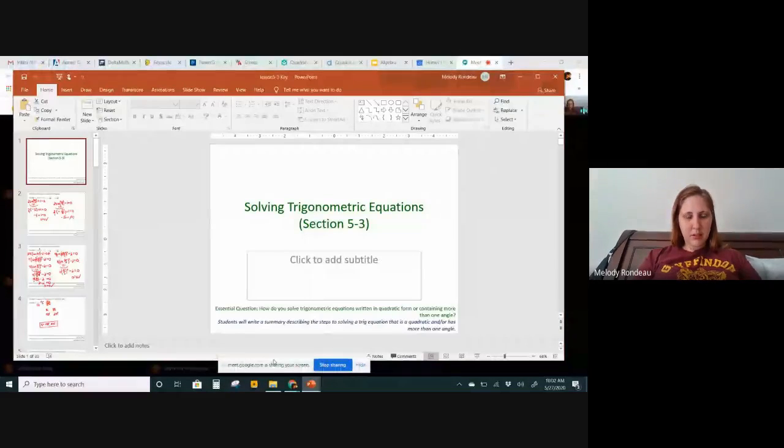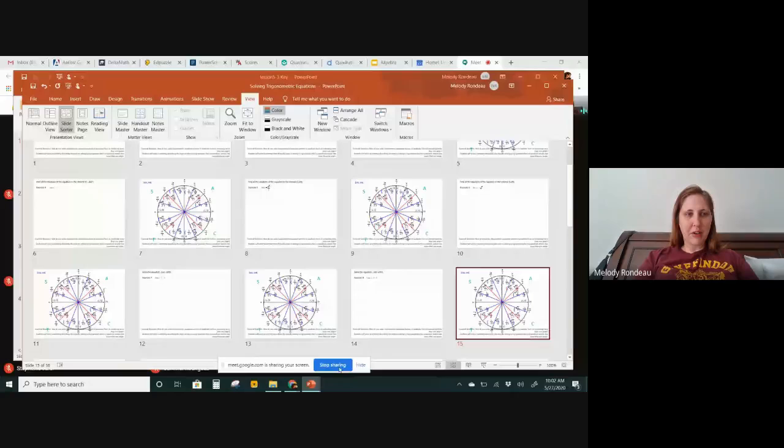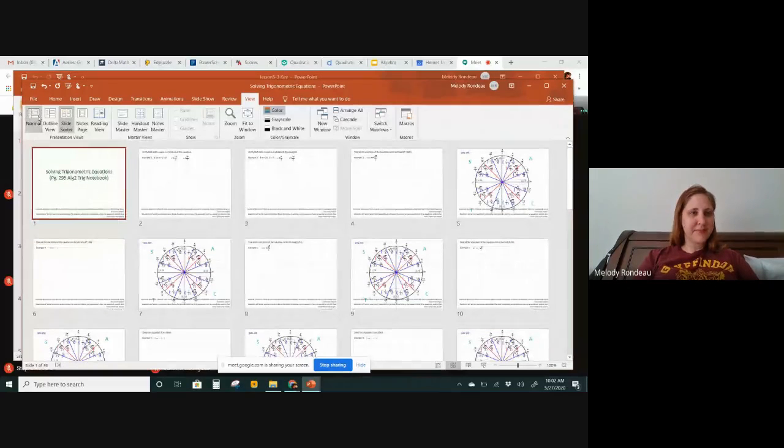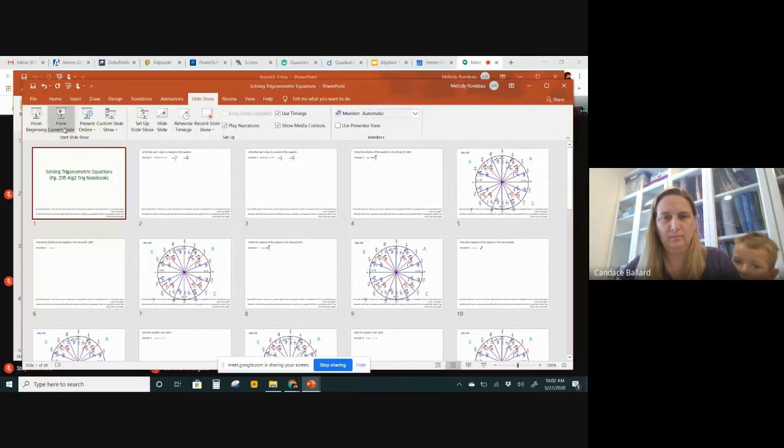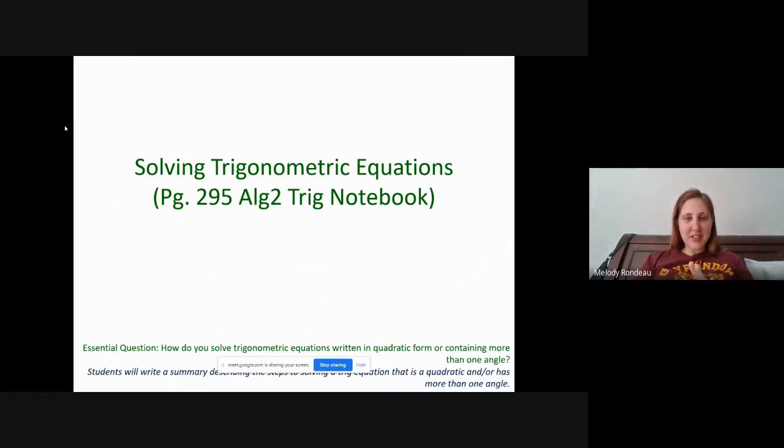So we are on page 295 in your notebook. And I'm just popping up to share my screen with you guys. Hopefully it's coming. That's not the right one. This one. Okay, so hopefully you guys can see that we're on page 295. We are jumping one lesson, a few pages past where we left off before. We're jumping over to solving trigonometric equations, and we should be ready to go.